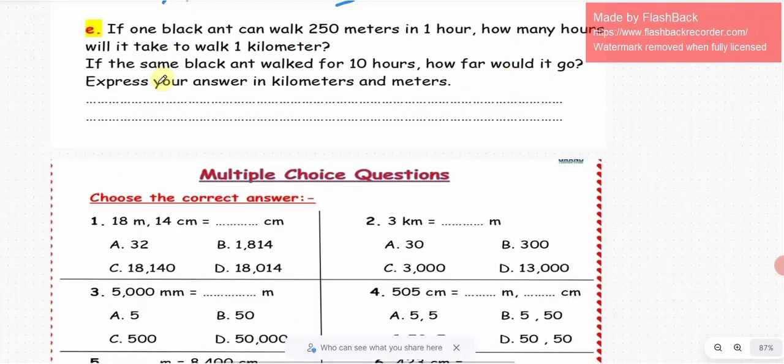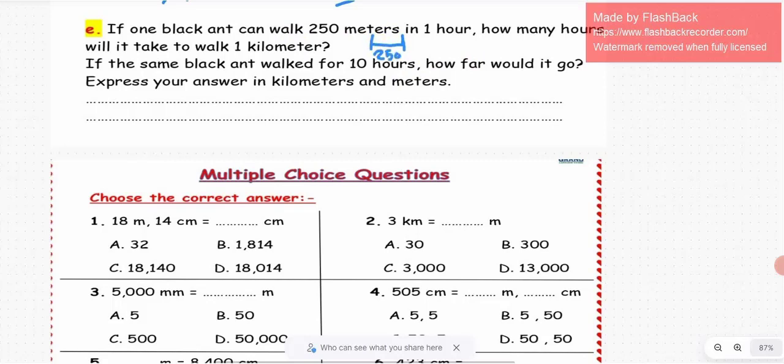If one black ant can walk 250 meters in 1 hour, how many hours will it take to walk 1 kilometer? The same black ant walked for 10 hours. How far would it go? Express your answer in kilometers and meters. Here, Junior 4, we have 2 questions. The first one, how many hours?